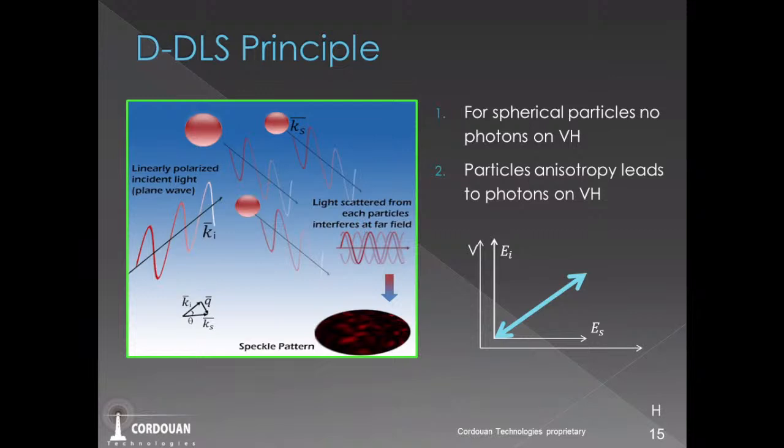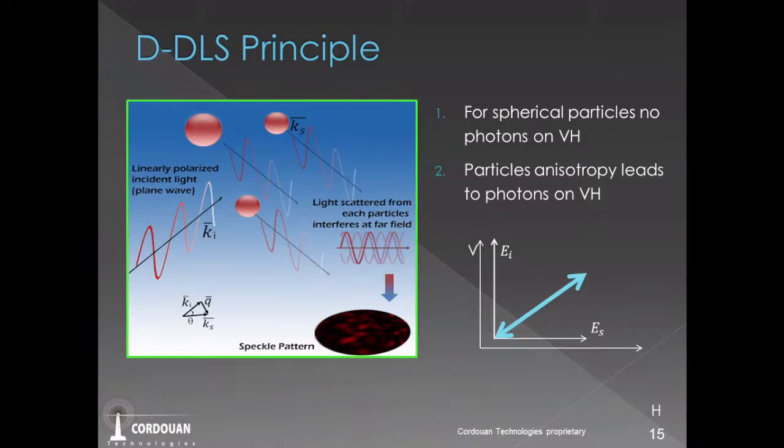And it's working very well, I can tell you. We have done the check many times. When we have spherical nanoparticles, nothing on the horizontal polarization. As soon as you put some anisotropic particles, you have a lot of photons coming on the detector on the other horizontal polarization. Okay?